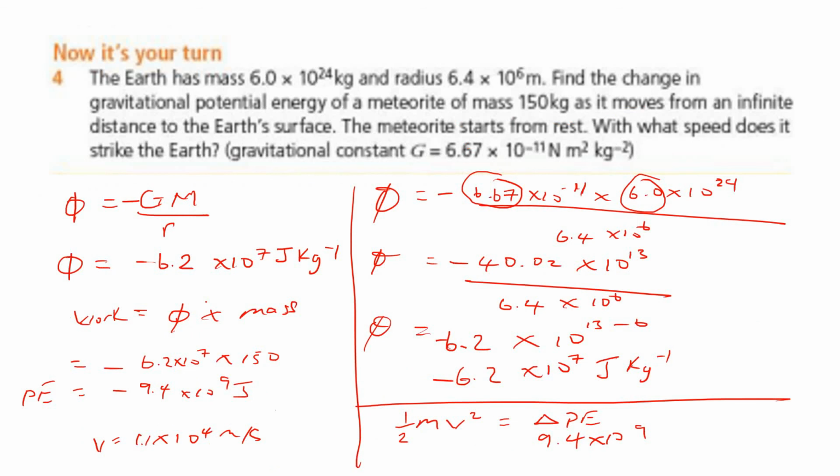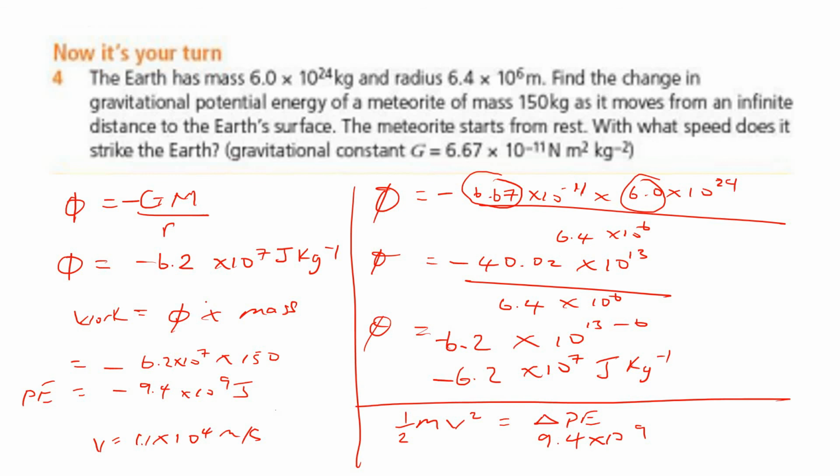This is a similar question. It says the Earth has a mass of that amount and has a radius. Find the change in the gravitational potential energy of a meteorite of mass m, 150 kilograms, as it moves from an infinite distance to the Earth's surface. The meteorite starts from rest. With what speed does it strike the Earth?